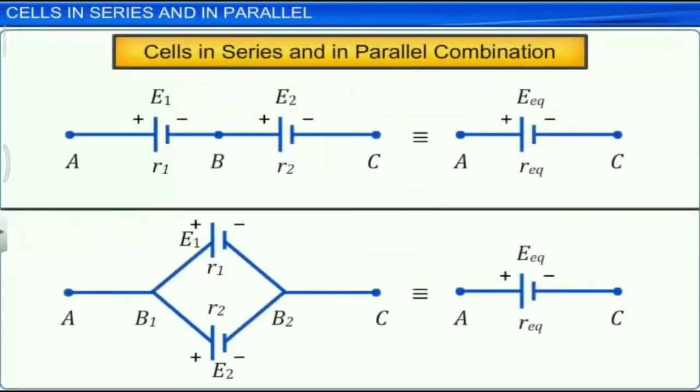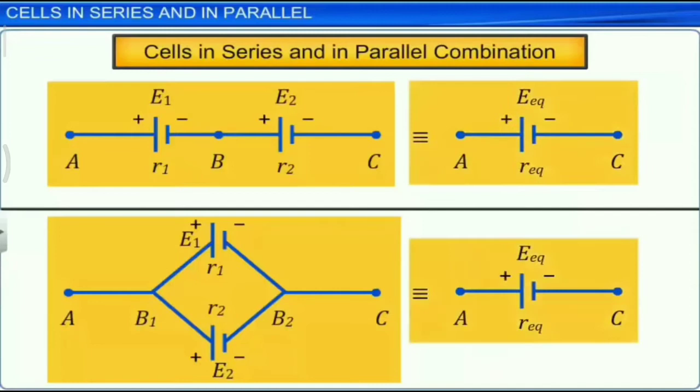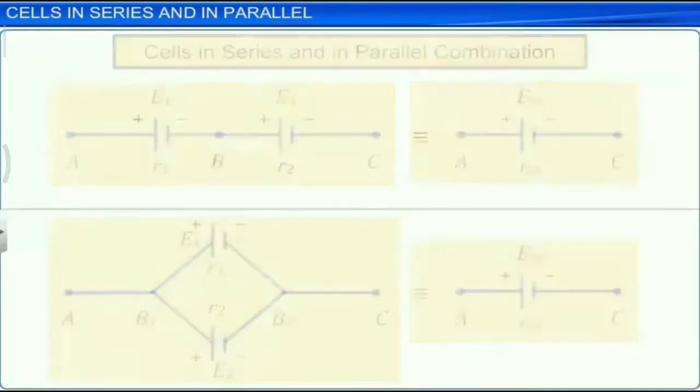Cells in series and in parallel combination. See here, we can take two cells in series and two cells in parallel. On the right side we can take the equivalent resistance diagram. First one is series, second one is parallel. On the right side we can take the resultant EMF for both. So that is equivalent, we can say.